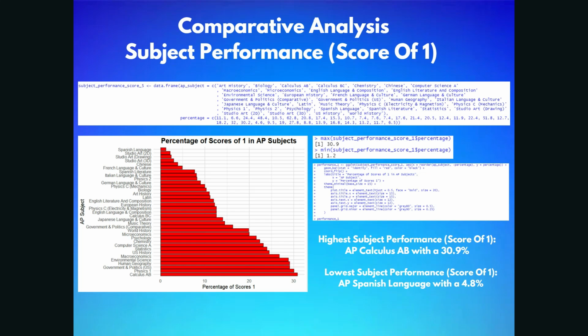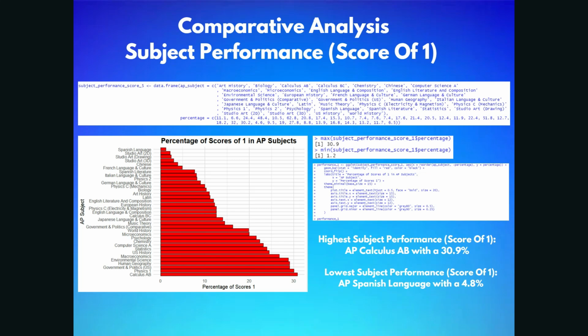Now let's compare the subject performances who scored a 1. You can see that the highest subject performance who scored a 1 is AP Calculus AB with a percentage rate of 30.9, which is right here. Surprisingly, it beats Physics 1 by a little bit. And the lowest AP subject performance of a score of 1 is AP Spanish Language with a 4.8. So that means more students must have performed better.